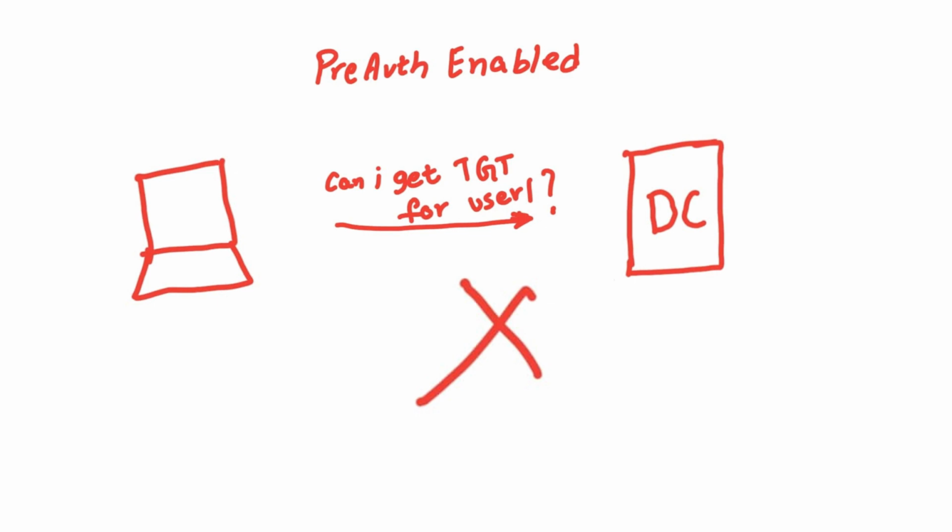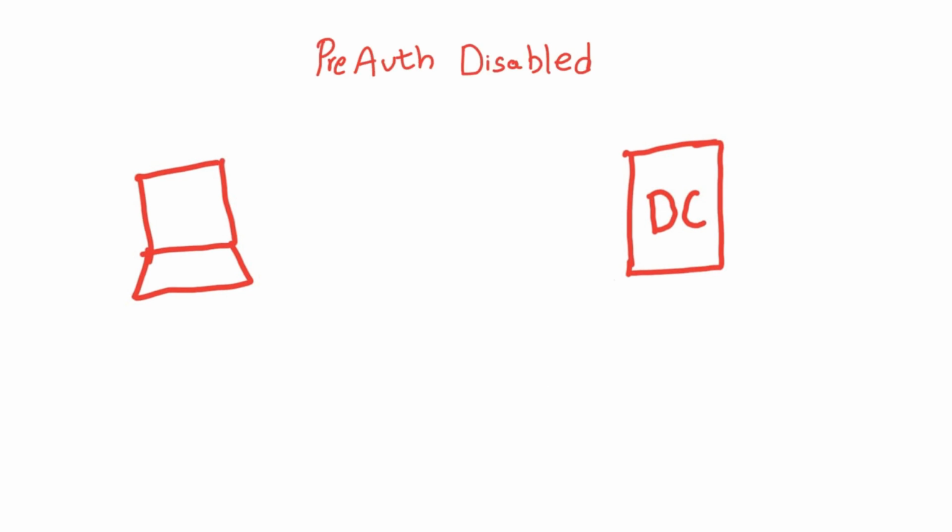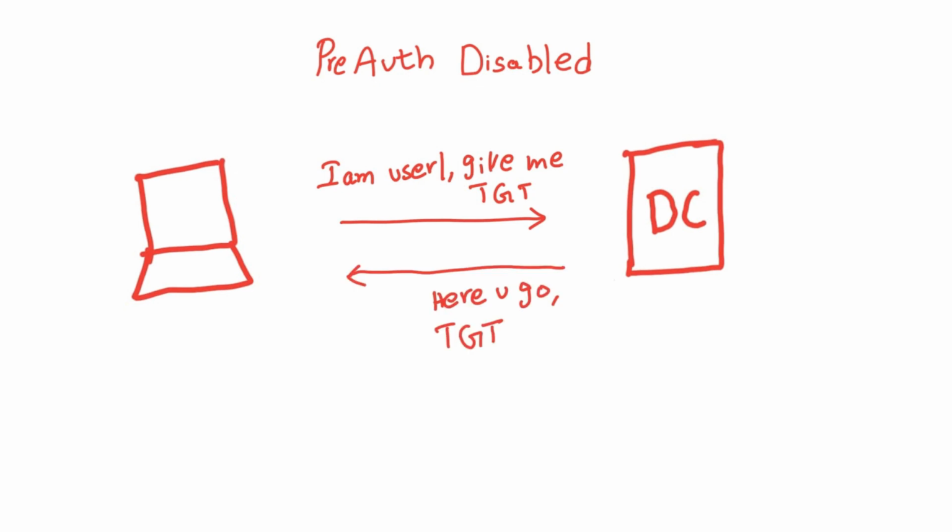So whenever the pre-authentication is disabled, you can pretend that you are user 1 and directly ask for the TGT. Here, since the pre-authentication is disabled, the KDC will directly send the encrypted TGT ticket which was encrypted by the user's password. Simply, we can crack that offline with hashcat.